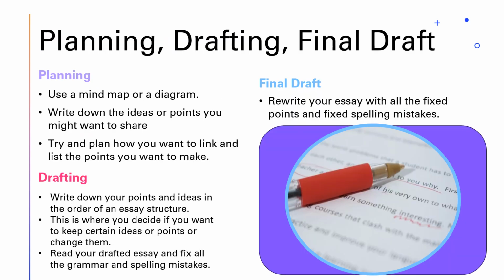So as you know, it is quite common for each and every essay to have 3 stages. You have your planning, your drafting, and your final draft. And this is how you create a magnificent essay, right? Planning is where you use your mind maps and your diagrams. It's where you state all of the points that you want to share, all of the ideas that you want to link with those points. This is for you to identify what information you are going to be sharing within your essay, right?